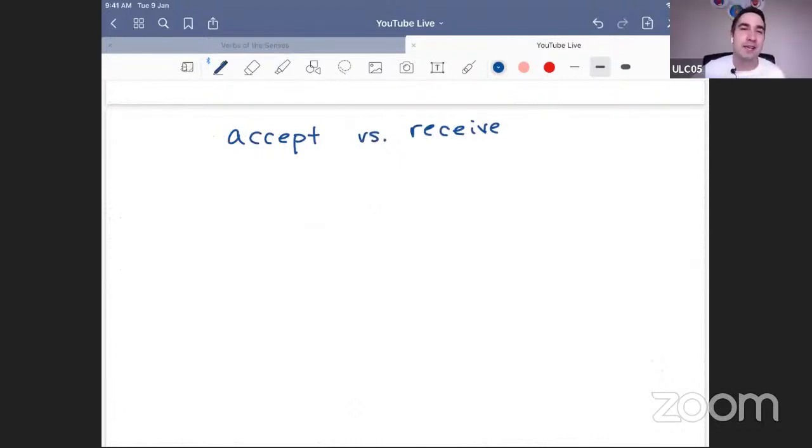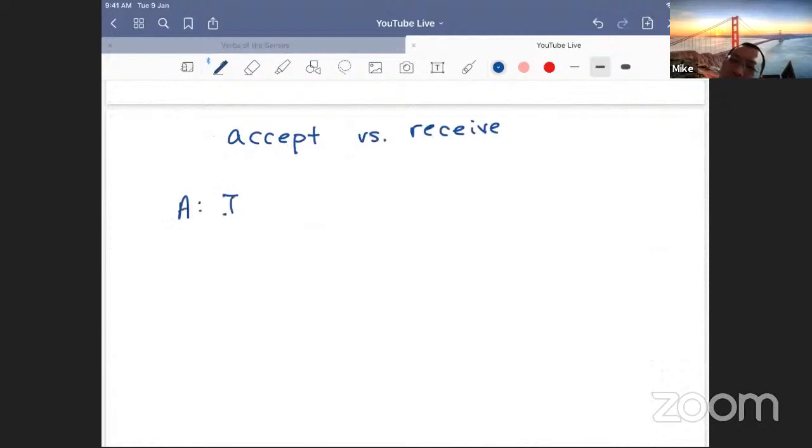No. When you accept something, it just means somebody gives something to you, and you say, okay, thank you, I accept. I agree and I accept.